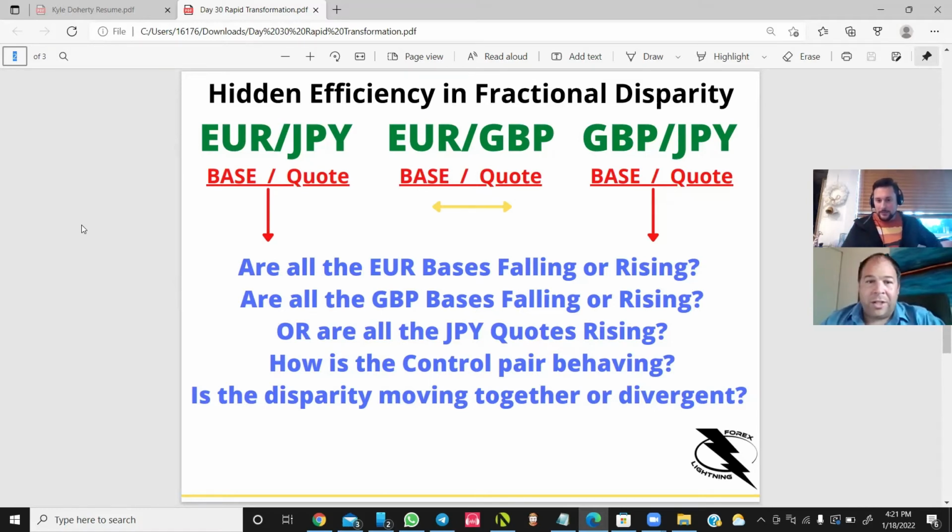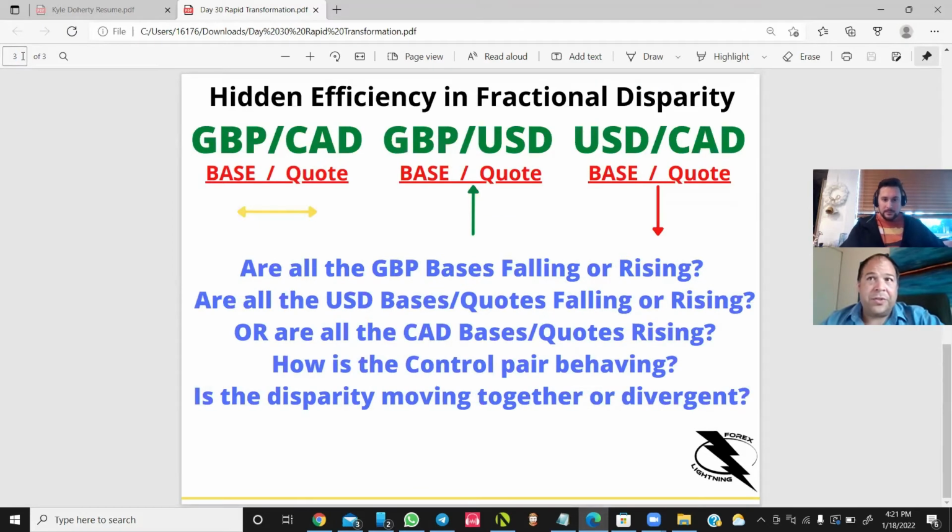And this works. So, hit the next slide really quick. And this works on every pair, right? So if you're looking at pound CAD, pound dollar, US CAD, here's another really good example. Let's just say pound CAD. Sometimes you look at charts and they're just chopping around, right? That's your control pair on the backside of this move. So if pound CAD maybe is just chopping, right?